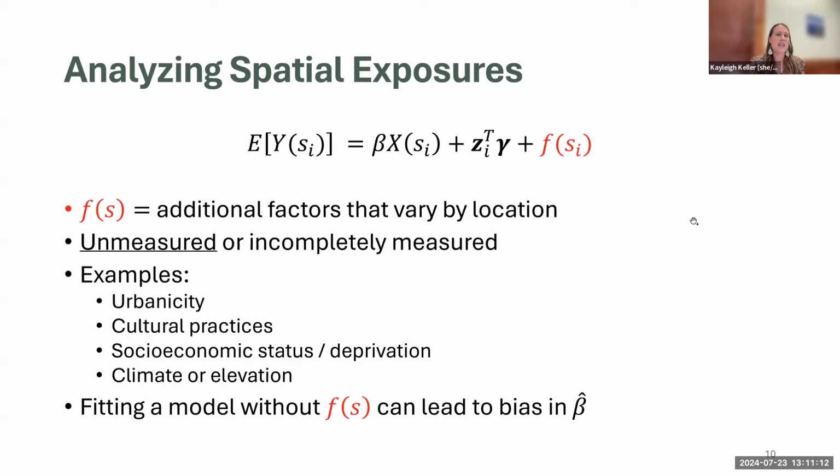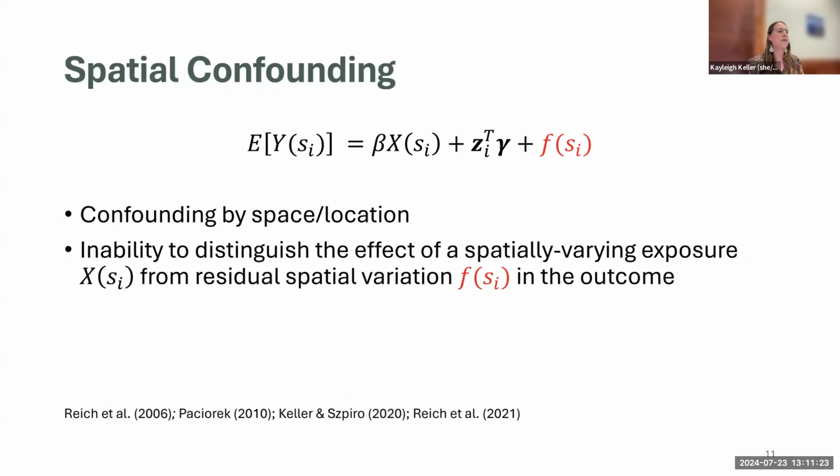So we want to include it in there, but the problem is we can't, right? So I've set this up as saying, well, this is all the things we haven't measured. So how can we include it if we don't measure it? And that's really the crux of the problem of spatial confounding, is that we have confounding by space or location. It's the inability to distinguish the effect of a spatially varying exposure, which here is denoted by this X term, from residual spatial variation in the outcome, which is this F term here. And so if we have this stuff we haven't measured, but it does vary across space, that's going to be problematic. And it's going to lead to bias.